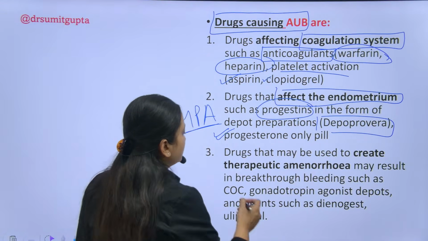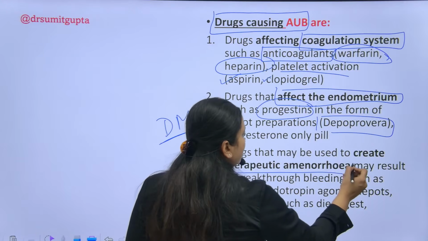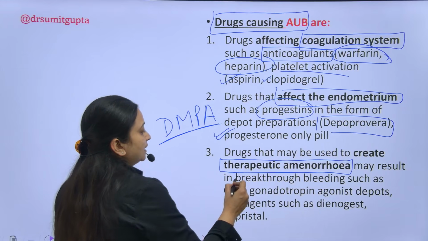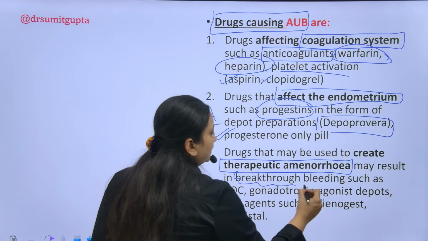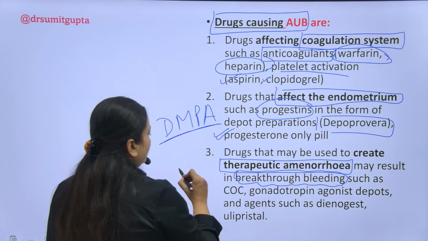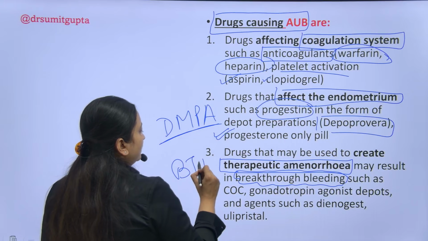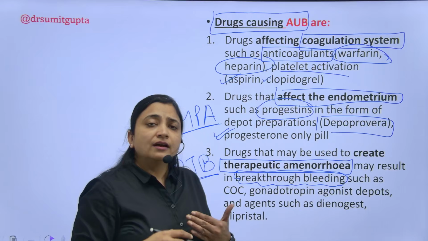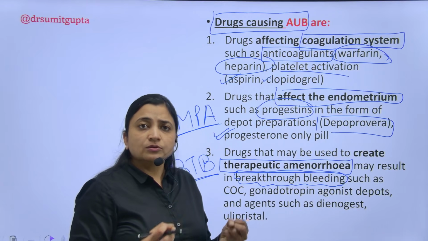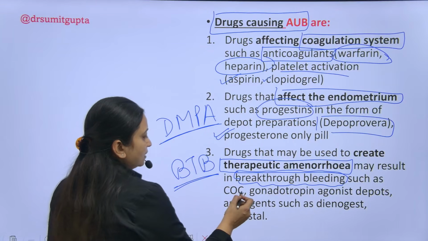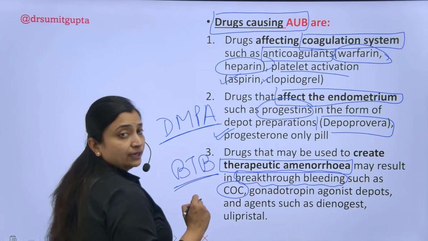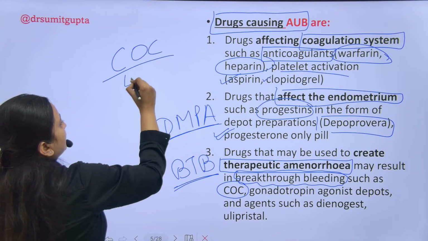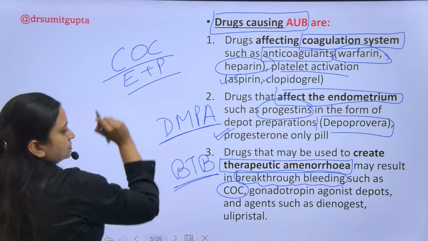In some patients, some doctor must have given some drugs which were supposed to create amenorrhea, but there is something called breakthrough bleeding, BTB. What is breakthrough bleeding? In spite of taking this medicine, sometimes irregularly, the endometrium sheds and creates bleeding, such as with combined OC pills. Combined OC pills means any pills which contain both estrogen plus progesterone.